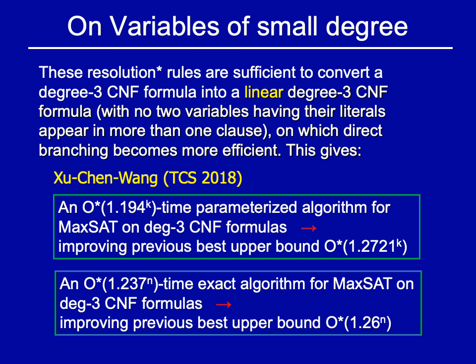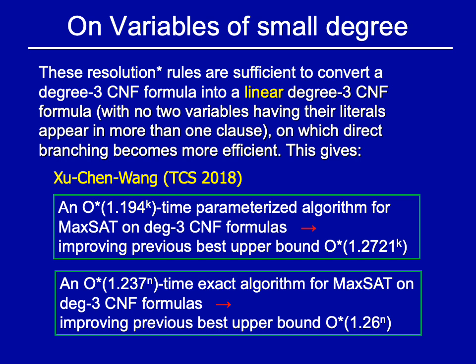So, for example, if you restrict the degree of the formula to be at most 3. By the way, the degree of a variable is the number of clauses in which the variable or its negation appear. So once we say degree 3 formula, that means for every variable there are at most 3 clauses that contain the variable or its negation. So it's a restricted version of the Maxset problem. For that problem, we can solve it with a parameterized algorithm.